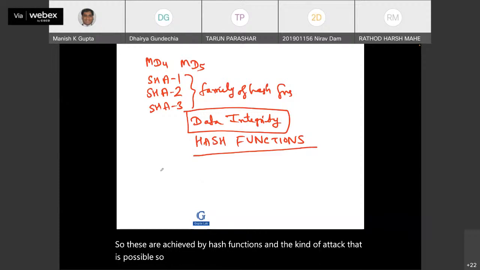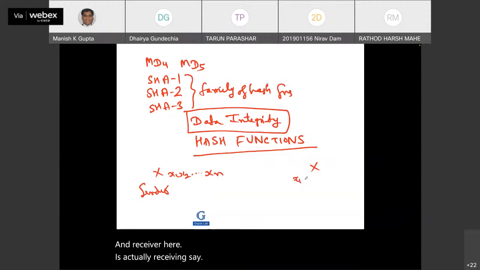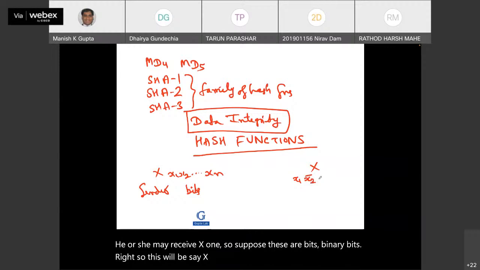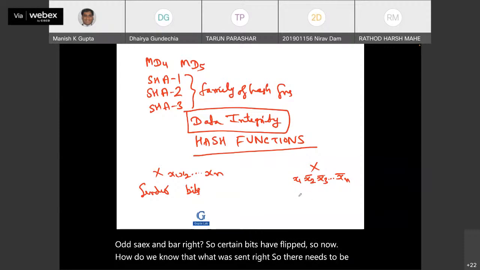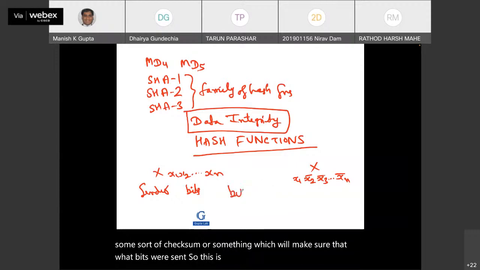And the kind of attack that is possible: suppose someone is sending data x1, x2, say xn, this is the sender, and the receiver here is actually receiving. He or she may receive x1, and suppose these are binary bits, then x2 bar, a complement, or flipping certain bits, or x3 bar, or say xn bar. So certain bits have been flipped. Now, how do we know what was sent? There needs to be some sort of checksum which will make sure what bits were sent. This is known as a bit flipping attack.